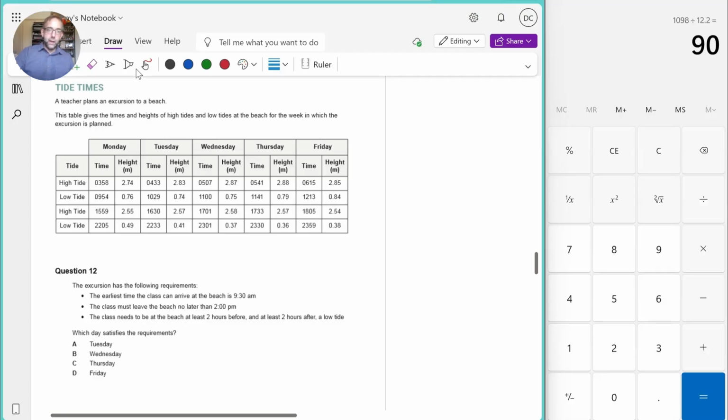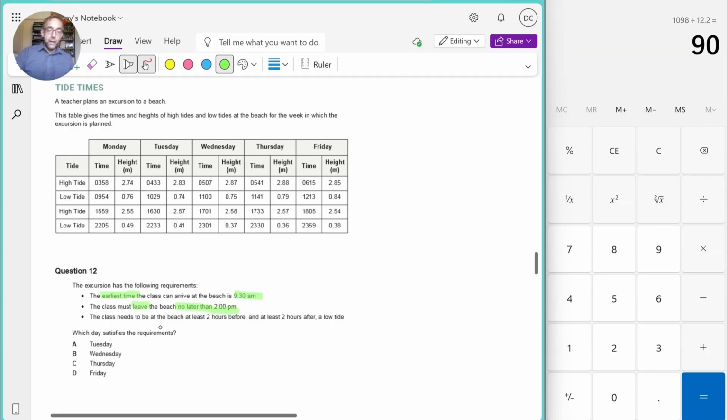But let's have a look at the conditions for our excursion. So the earliest time the class can arrive is at 9:30 a.m. The class must leave the beach no later than 2 p.m. Okay.